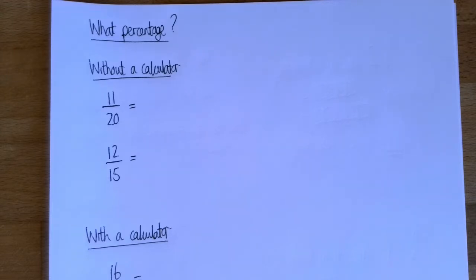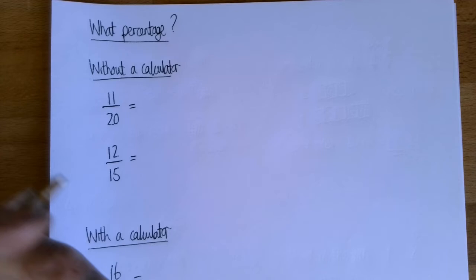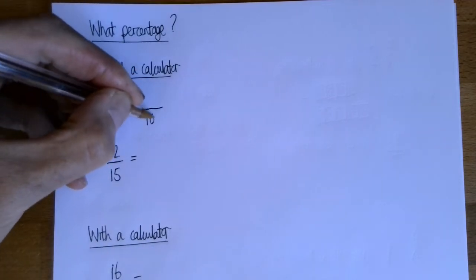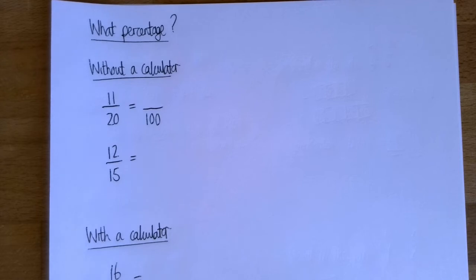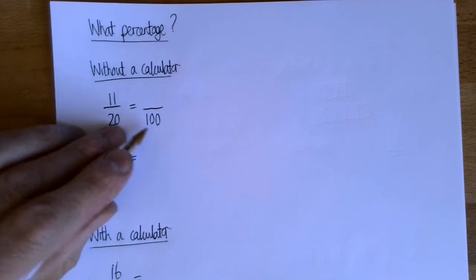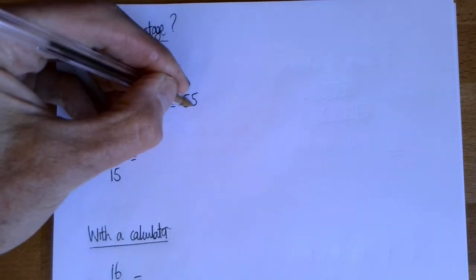It's really easy. But this is when you want to know what one amount is as a percentage of another. So this is why I'm calling it, what percentage is that? So let's say you score 11 out of 20 in a test. What percentage is that? Well, without a calculator, it's as simple as changing the denominator to 100, because percent means out of 100. And in this case, that means multiplying by 5. So I do the same to the top. So that's 55%.